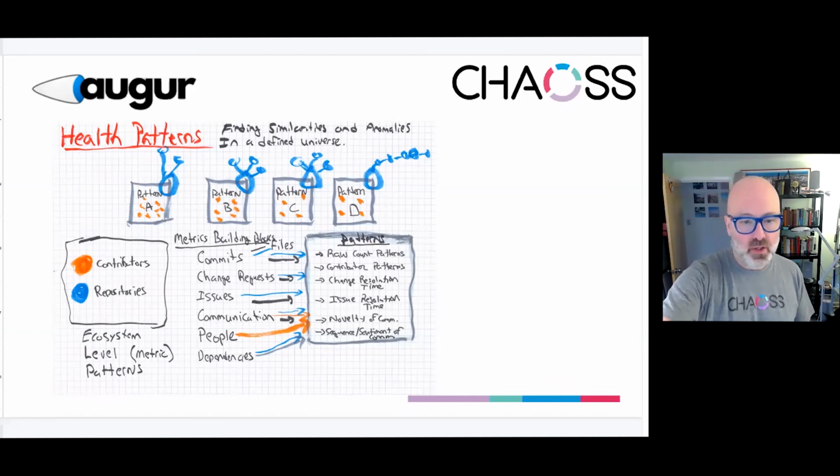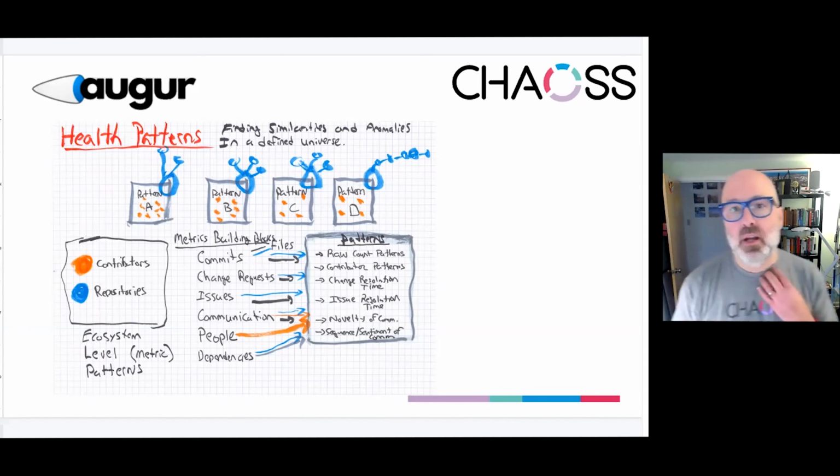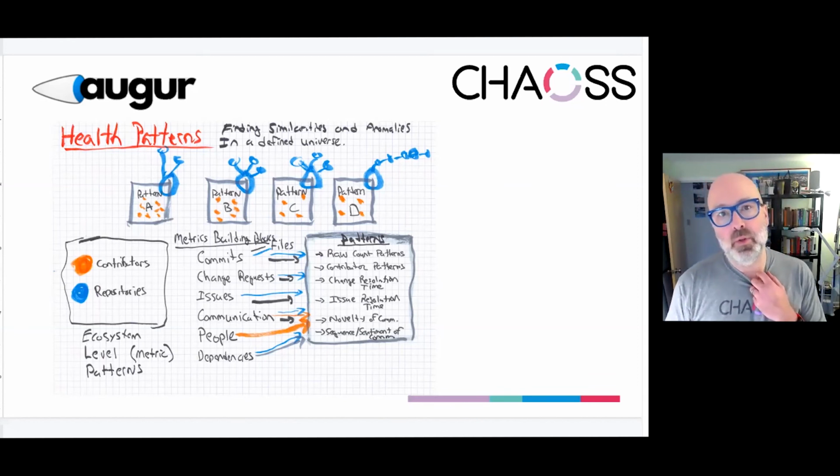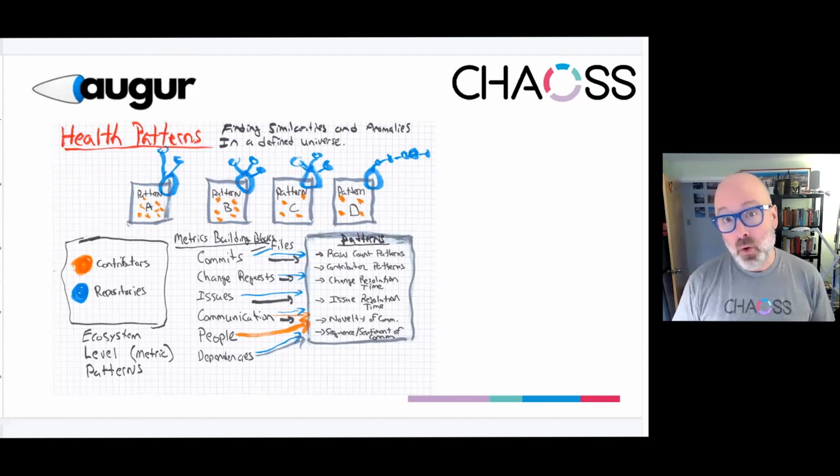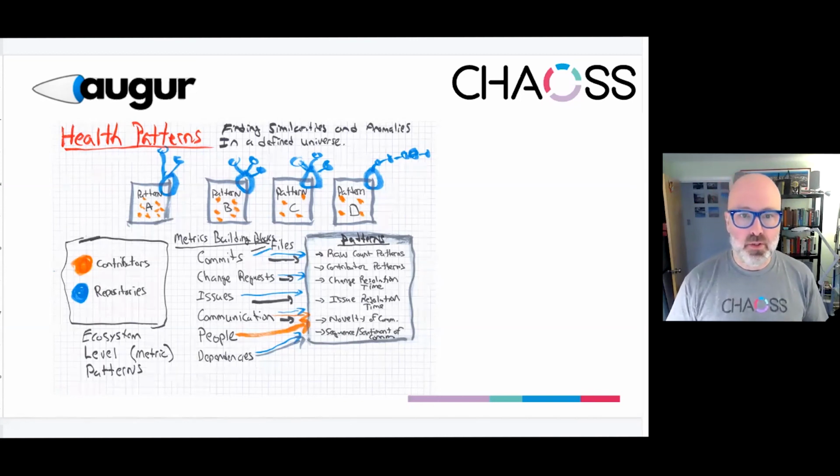And so we build this ecosystem level metric pattern that you can use to start to understand the different ways that people communicate and the different ways that software gets developed in the cluster of those repositories that you depend on or are interested in, depending on how you want to bound your own ecosystem.